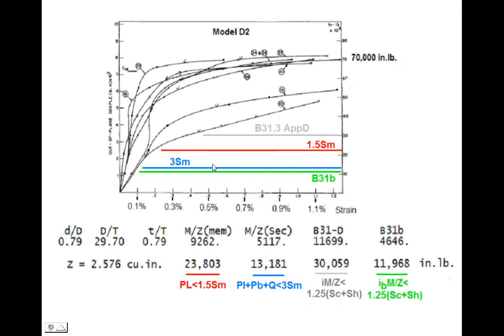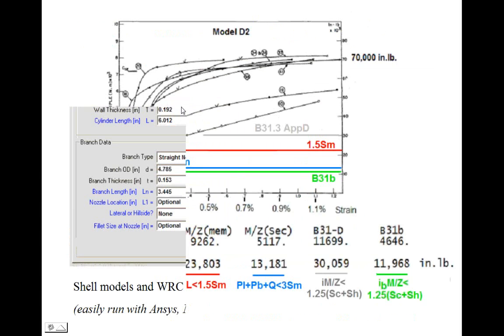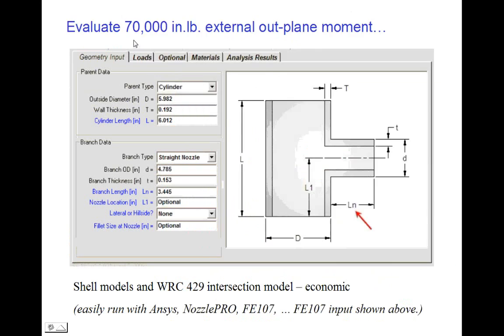And the 3 SM and the B31.1 reduced branch equation would give us these allowable loads. So looking at this plot, you can get a feel for what the safety is for allowed external loads in a primary condition on an intersection. Let's take a look at this intersection in an FEA calculation and put the 70,000 inch-pounds on the intersection.